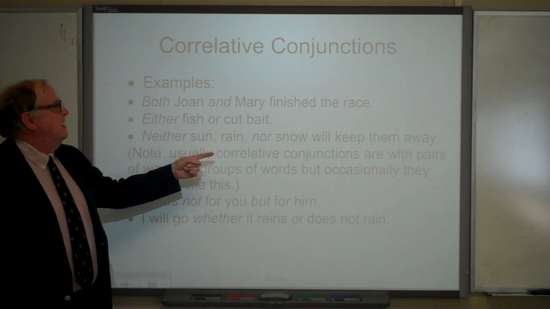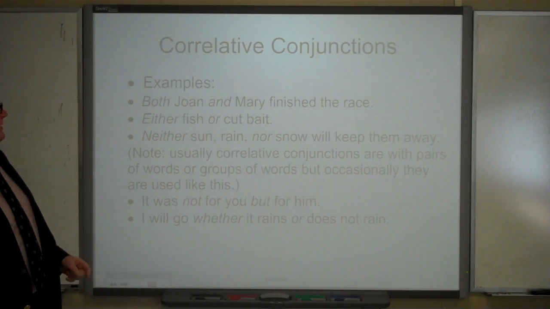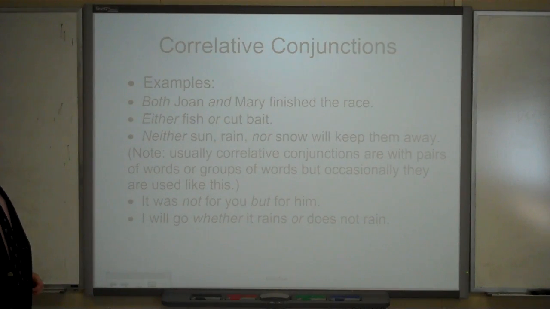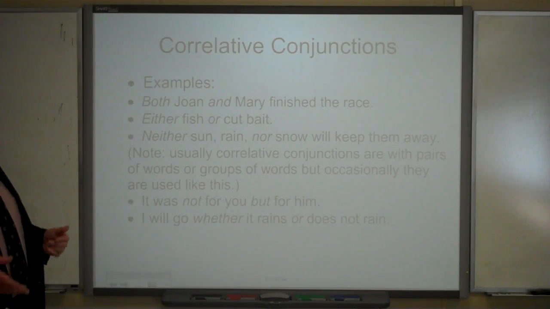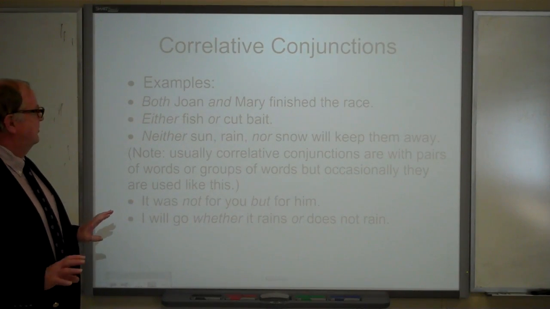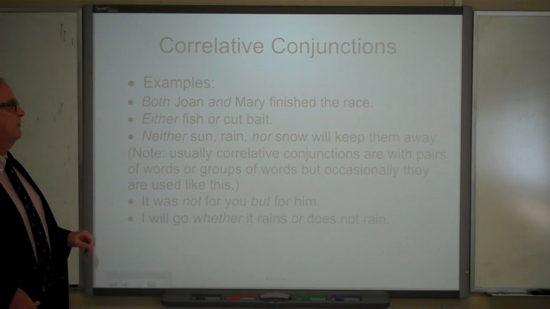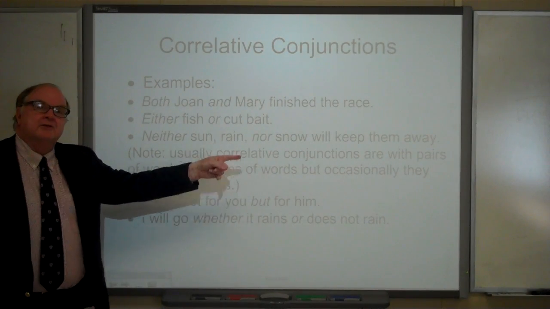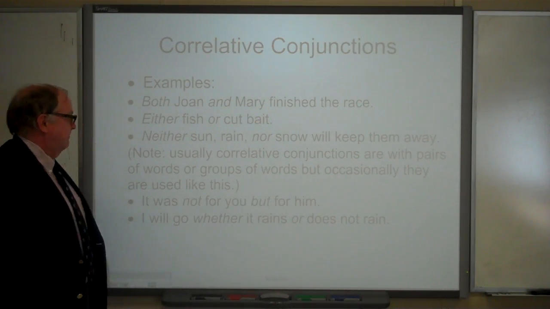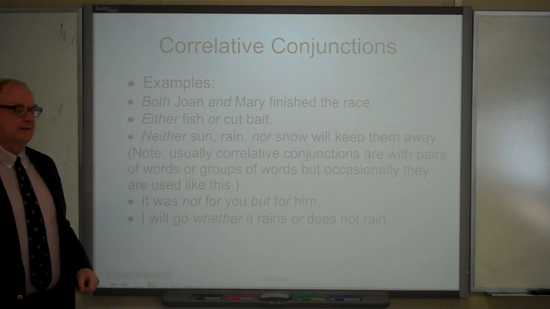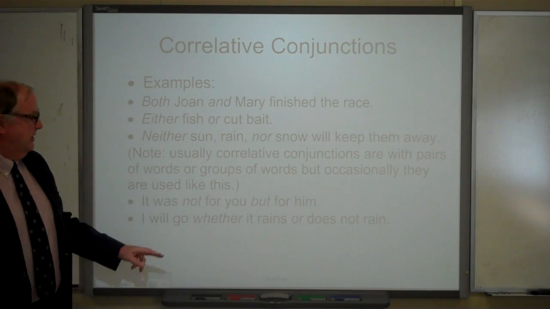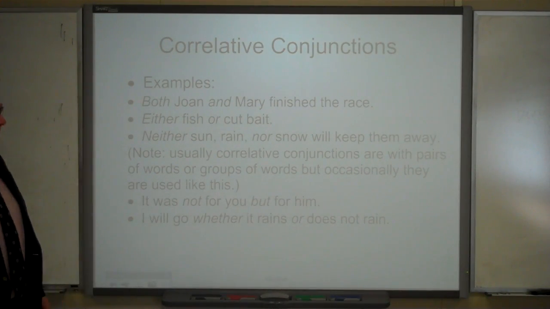Neither sun, rain, nor snow will keep them away. Again, "neither, nor" is the correlative conjunction. Usually correlative conjunctions are with pairs of words or groups of words, but occasionally they are used in a series like this. It was not for you, but for him. Okay, in "not, but." I will go whether it rains or does not rain, "whether, or."